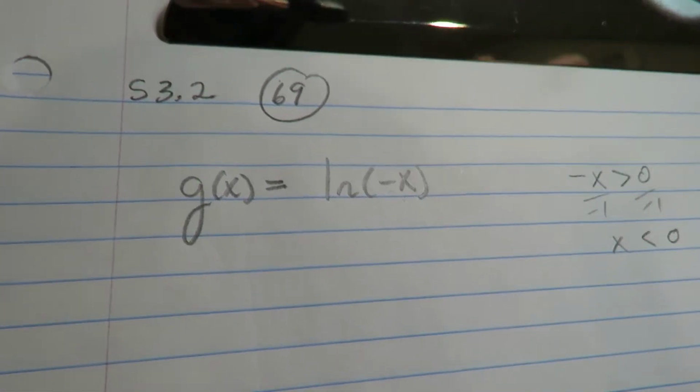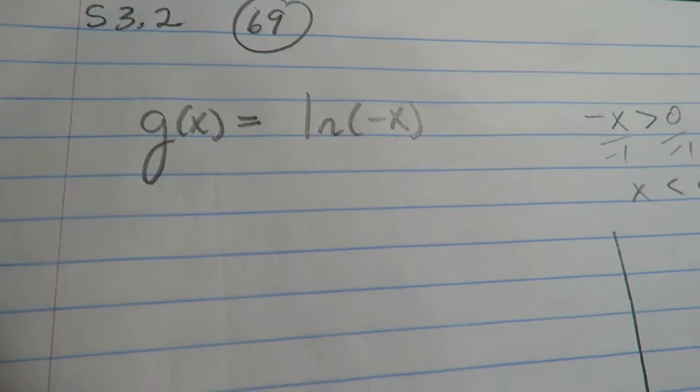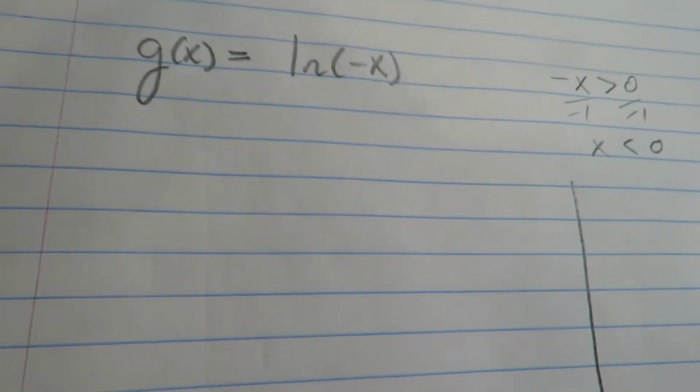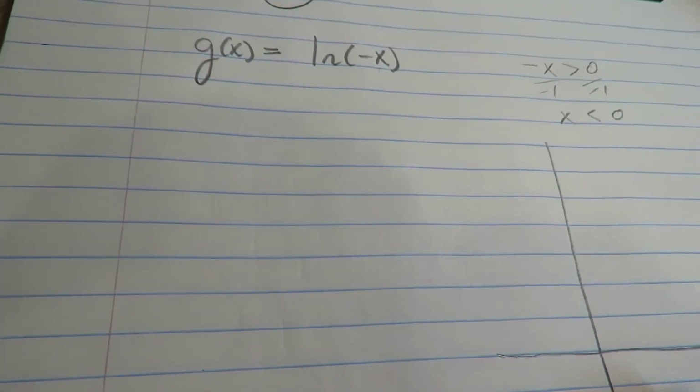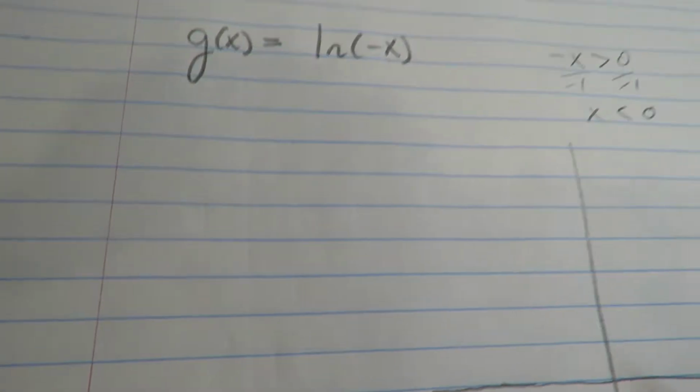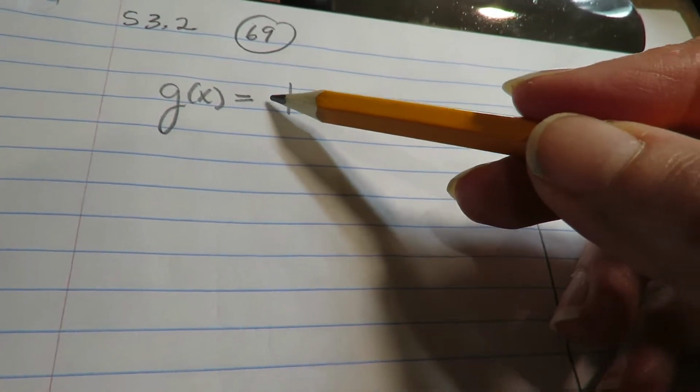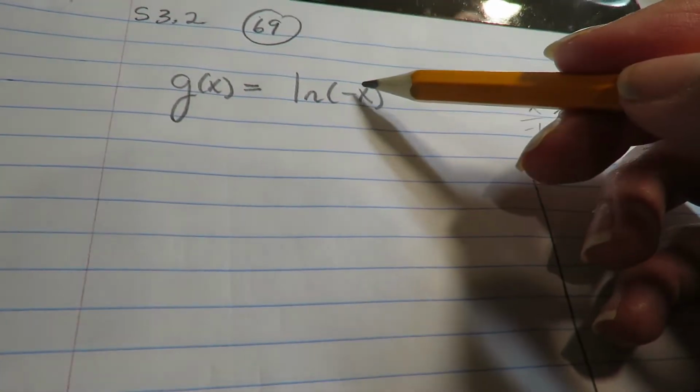Alright, so let me just work that out if that doesn't make any sense. It's basically a reflection over the y-axis. A negative in the graph reflects it over the y. A negative outside the function reflects it over the x.